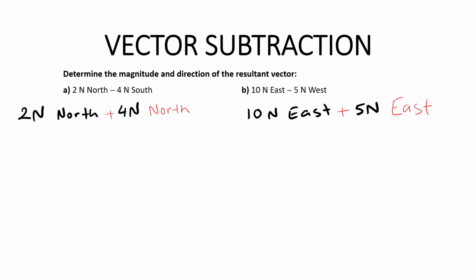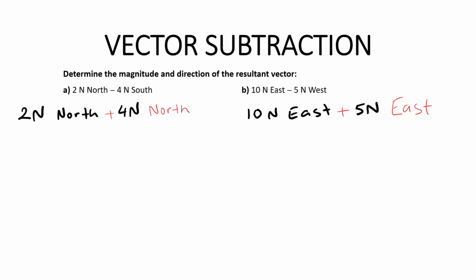So for example, question A, let's determine the magnitude and direction of the resultant vector of 2 newtons north minus 4 newtons south. So minus 4 newtons south will become plus 4 newtons north. So we have to flip the subtracted vector. 4 newtons south is the same as minus 4 newtons north, and minus minus will become plus. So here we have 2 newtons north plus 4 newtons north, and this question is the same as vector addition.